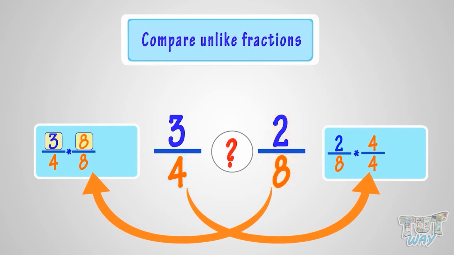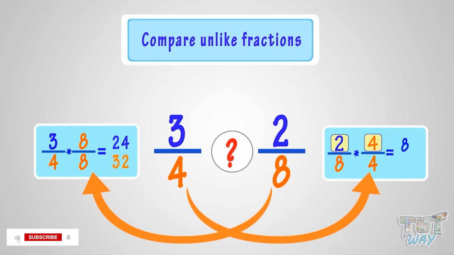3 times 8 equals 24. 4 times 8 equals 32. 2 times 4 equals 8. 8 times 4 equals 32. Now, they are like fractions as the denominators are the same.